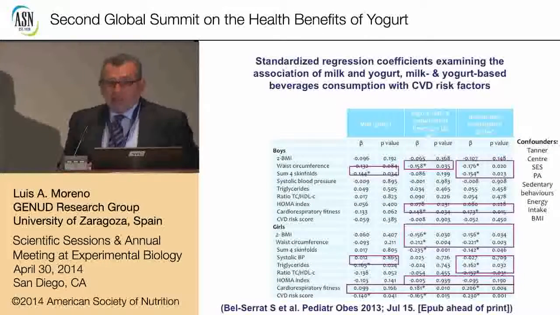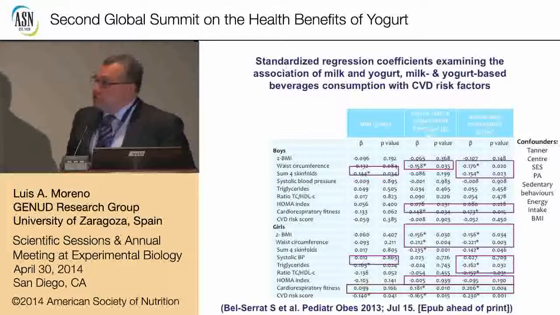So we are coming to the results. Here we can see the standardized regression coefficients examining the association of the food groups, milk, then yogurt, and then we added up milk plus yogurt and yogurt-based beverages intake in relation with the cardiovascular diseases risk factors here, and this is already published in Pediatric Obesity.